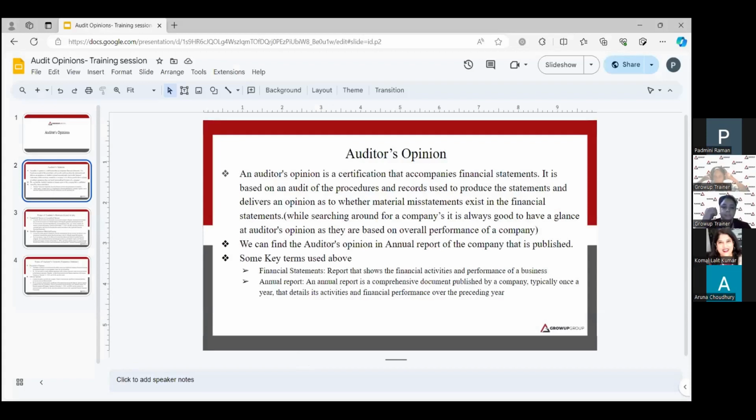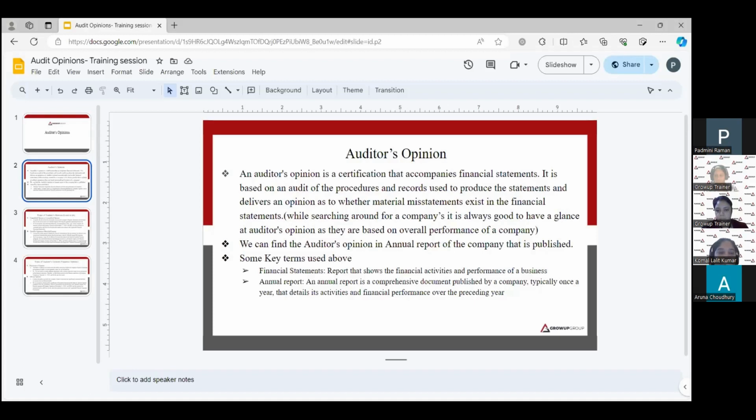So before proceeding to auditor's opinion, I want to bring out a few terms that we use in auditing before starting this presentation. One would be financial statements. To say in layman language, it is the books of accounts of a company, which consist of the balance sheet, profit and loss account, and cash flow statements. And one more term which we use in this presentation is annual report.